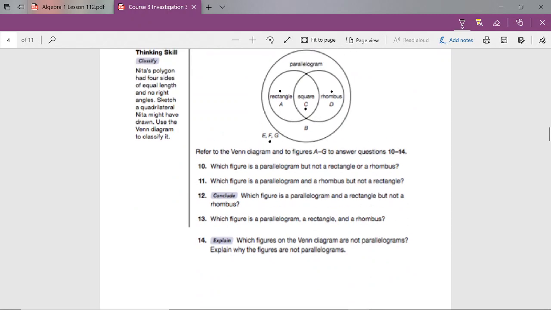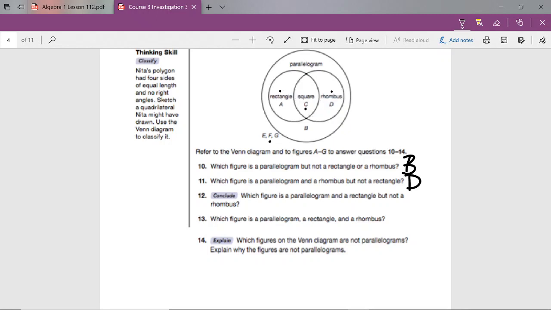So which figure is a parallelogram? So it's in this big box, in the big circle, but not a rectangle or a rhombus. So it can't be in this circle. So we're looking at a parallelogram that's not a rectangle or a rhombus. So we would be looking at B. Okay. Number 11, which figure is a parallelogram? So once again, we're in this big circle. And a rhombus, so now we're in this one, but it's not a rectangle, so it can't be in this circle. Well, that means that if it's a parallelogram and a rhombus, but not a rectangle, then we're looking at D.